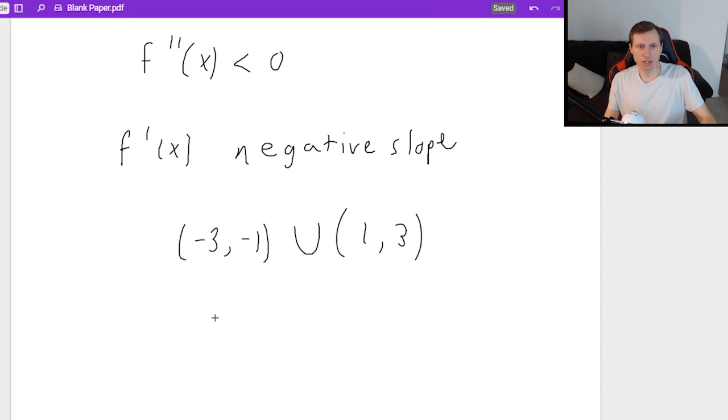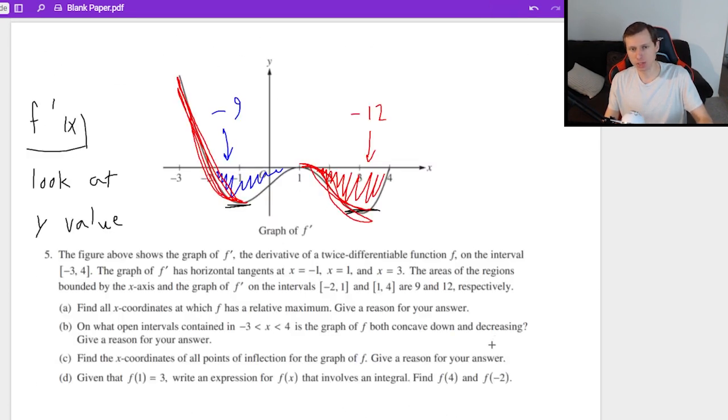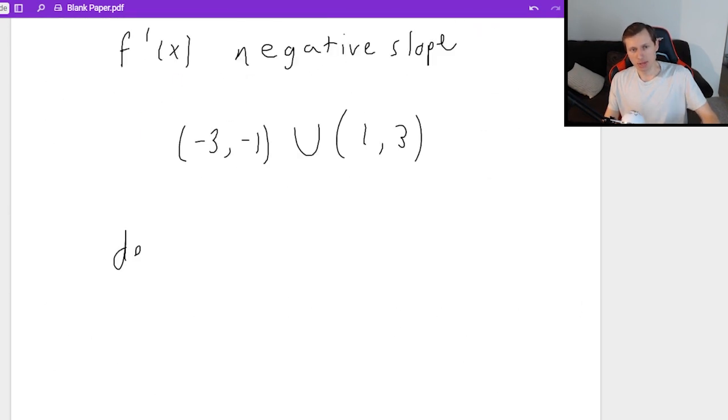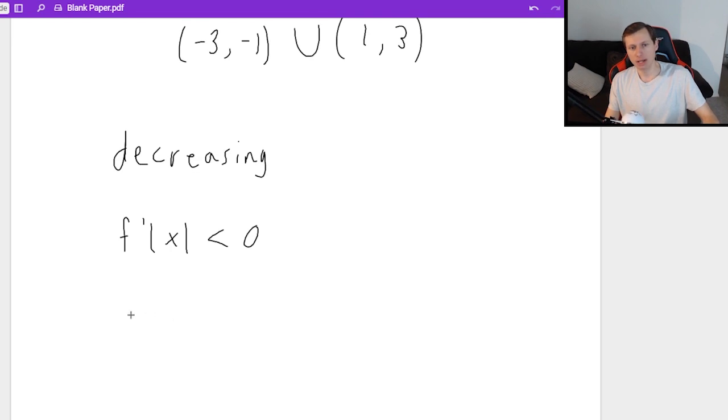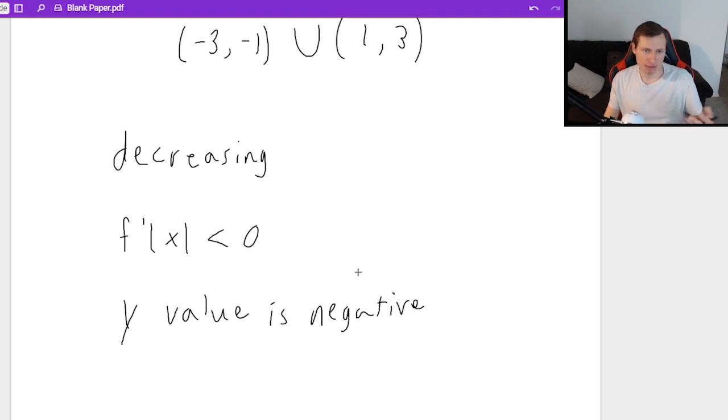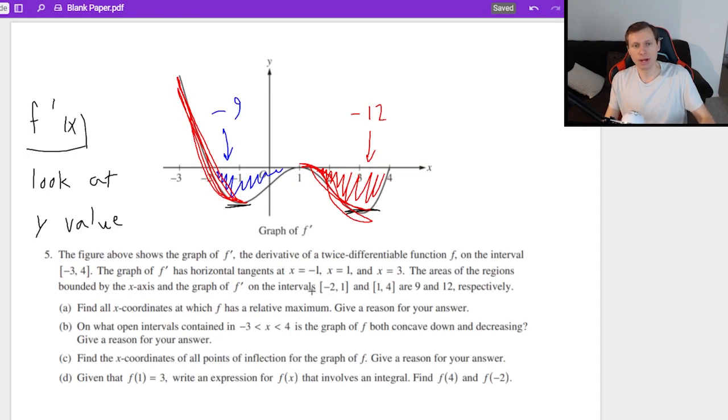And I also want to know where the graph is also decreasing. So remember that decreasing simply means where is f prime of x less than 0. In other words, I need to know where the y value is negative, specifically for f prime of x, because that was the graph I was given. So where is f prime of x less than 0?